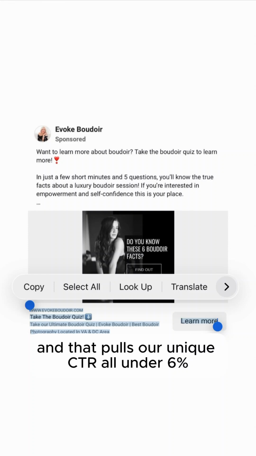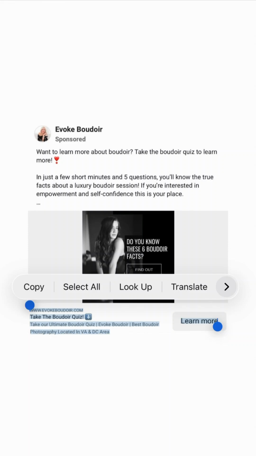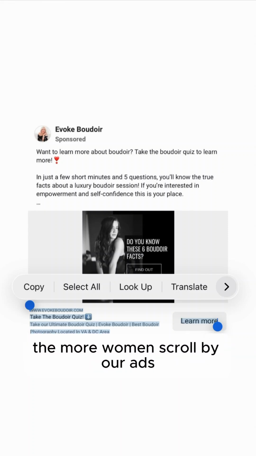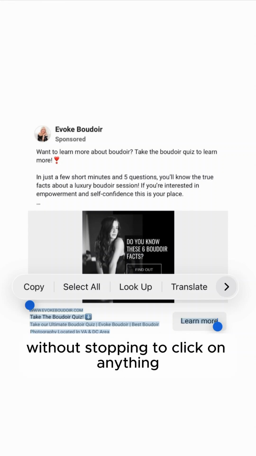And that pulls our unique CTR under 6%. And it actually contributes to us having BLCS, Boudoir low click syndrome. Facebook likes it though, because Facebook can serve more ads per unit time, the more women scroll by our ads without stopping to click on anything.